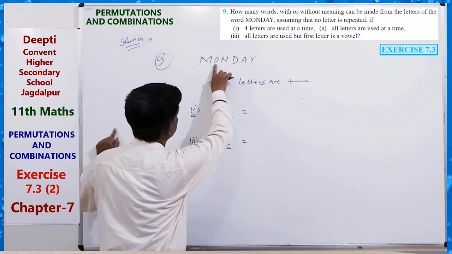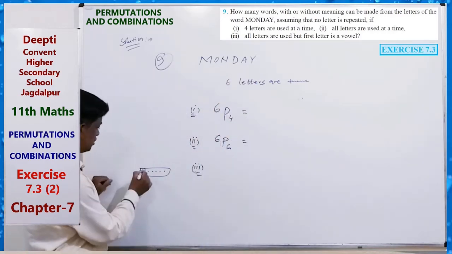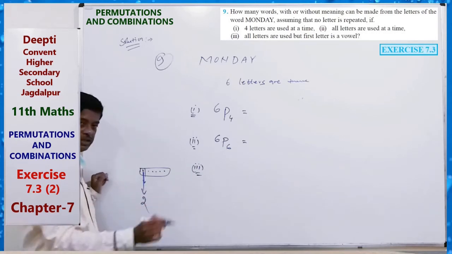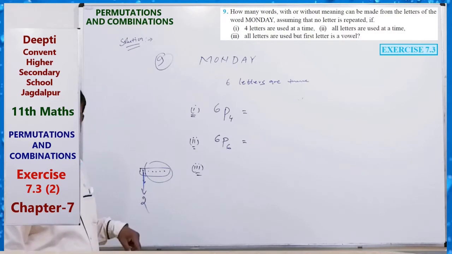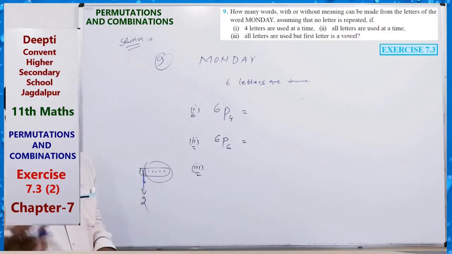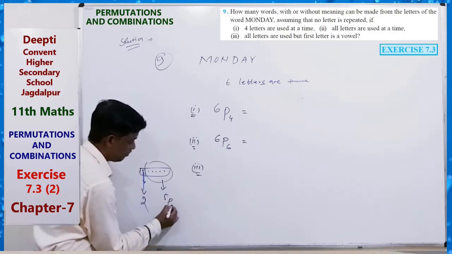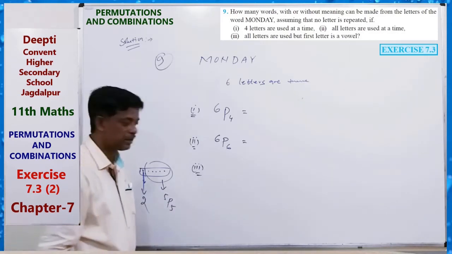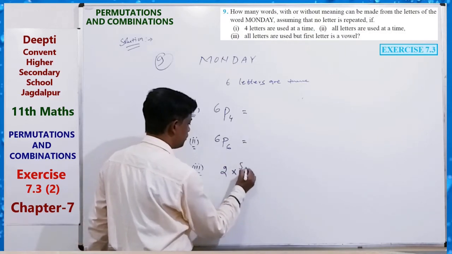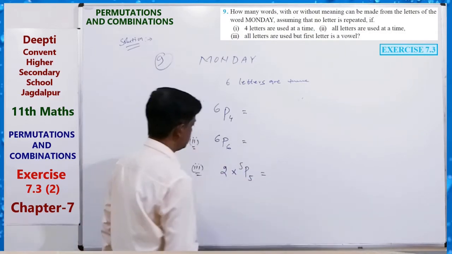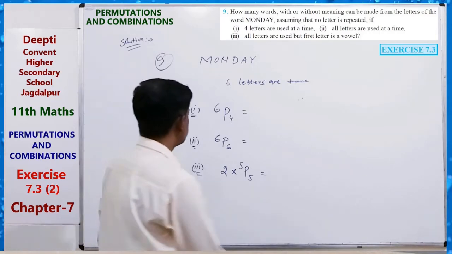1, 2. 2 vowels are there. So the first place can be filled by 2 vowels. And then the remaining 5 can be filled in 5 factorial ways. So 5P5 is 5 factorial. So 2 into 5 factorial. This is the whole number of this. Clear? So we can solve it.